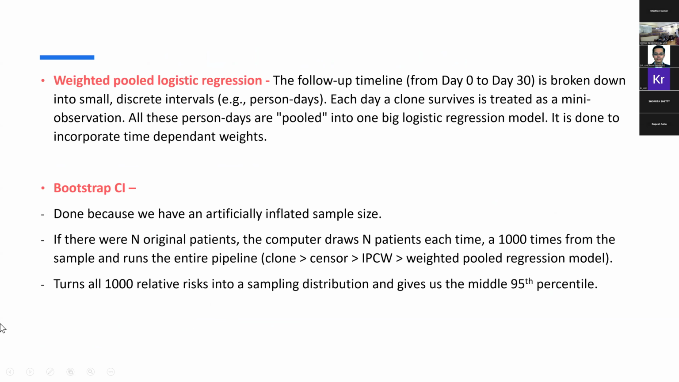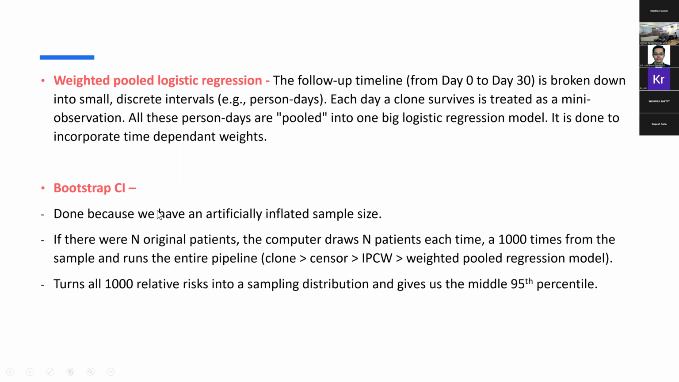So basically, weighted pooled logistic regression means you make that 30 days into day 1, day 2, day 3, day 4, and every day for every clone is treated as a mini observation, and then you pool all these together. This is the simple English of what weighted pooled logistic regression means.